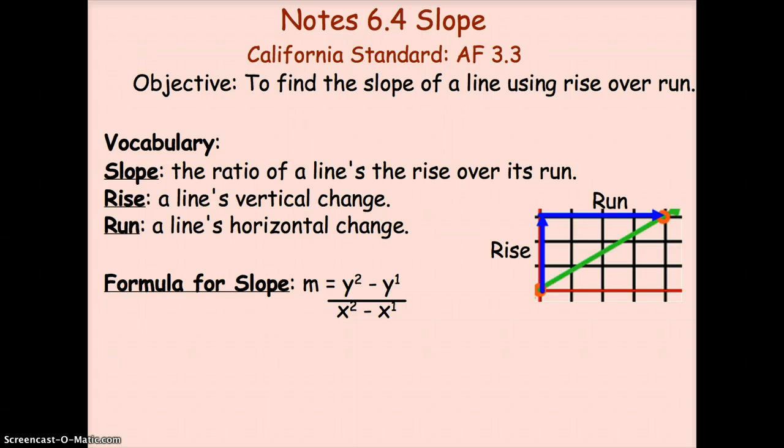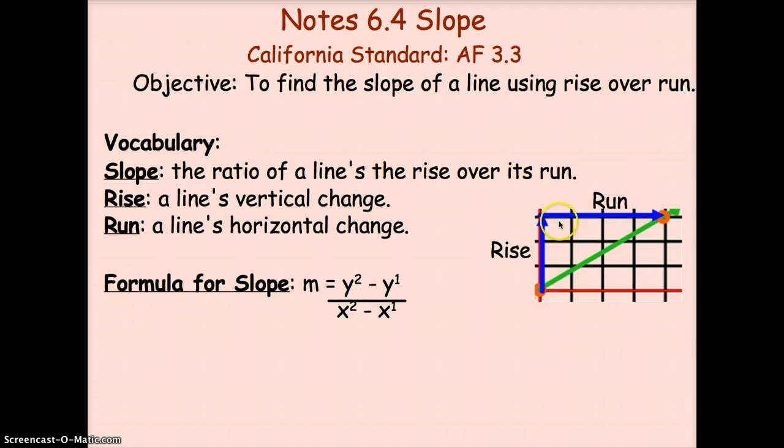Slope is the ratio, which remember ratio means a fraction, of a line's rise over its run. The rise is a line's vertical change, and the run is a line's horizontal change. So as the rise, you can see that's where it's affected by the y-axis. It's the up and down, like steam rising up off the pavement. It's going to go up and down only.